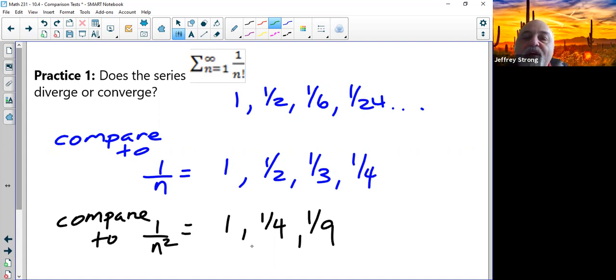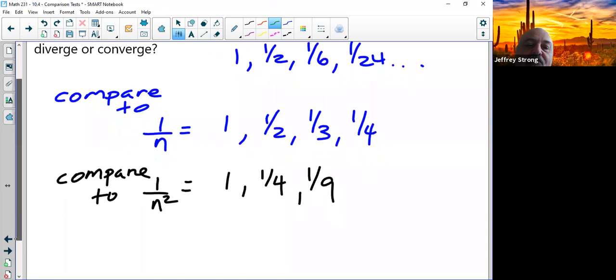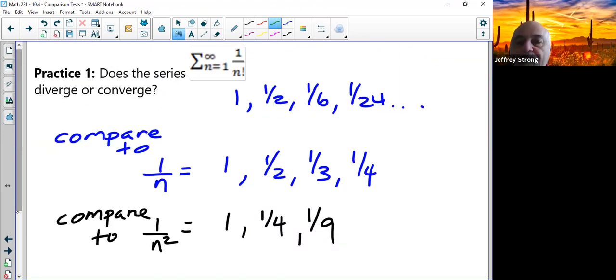But when we compared it to 1 over n squared, let's see, we're n squared, 1/4, 1/9. So this would be greater. So that's greater than a converging series. So neither one of these is going to work. So that's why we want to compare it to the geometric series. That's really the trick in this section, learning which one to compare it to.